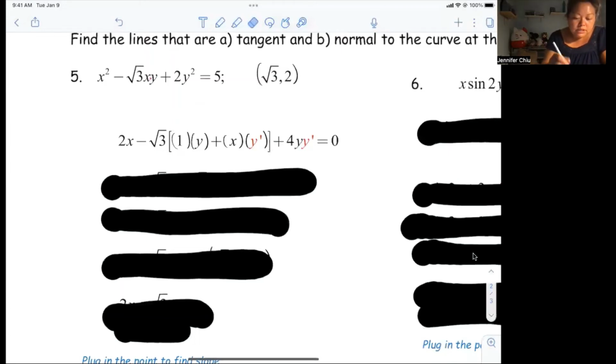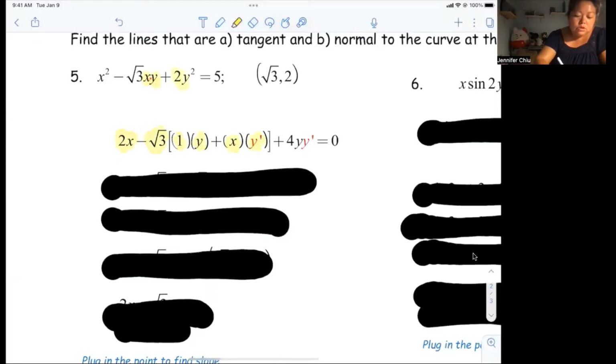Okay, so let's see what I have here. I have 2x that came from the x squared. I take the root 3 outside because I really don't like to deal with that. I deal with the x times y just on its own as product rule. So I took the derivative of the x, that gives me the 1, and then the y stayed the same. Then I kept the x originally, and now the derivative of the y becomes y prime. So that's my product rule.